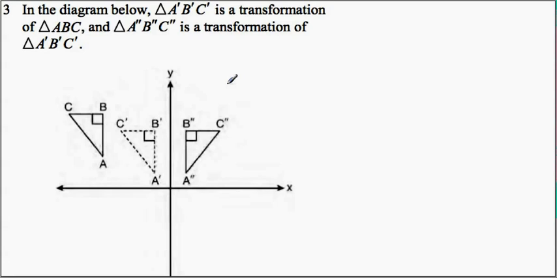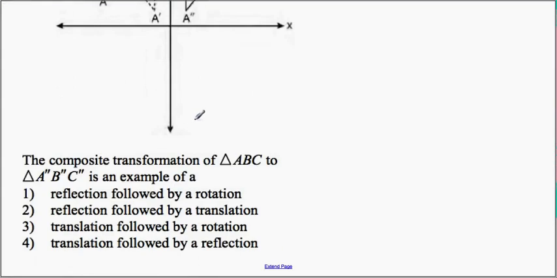Let's look at number 3. On the diagram, triangle A'B'C' is the transformation of this. So first the triangle went from here to here and went over to the other side. This one looks like a translation, while the other one looks like a reflection. So we have a translation followed by a reflection, which will be choice 4.